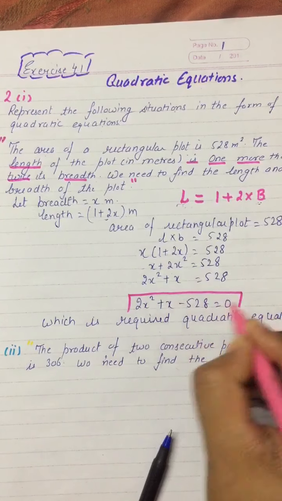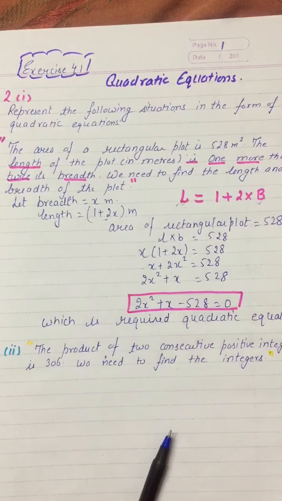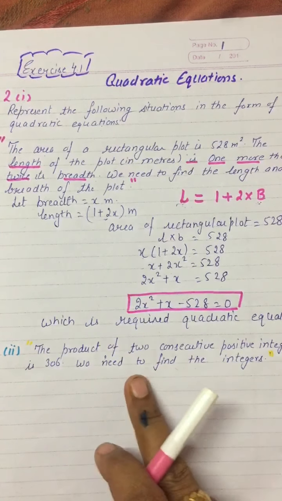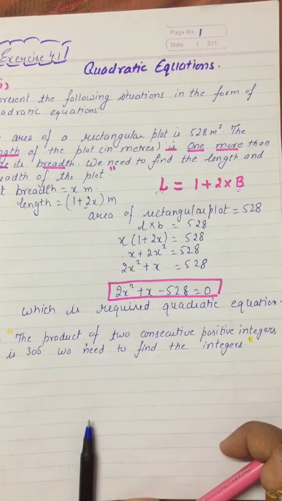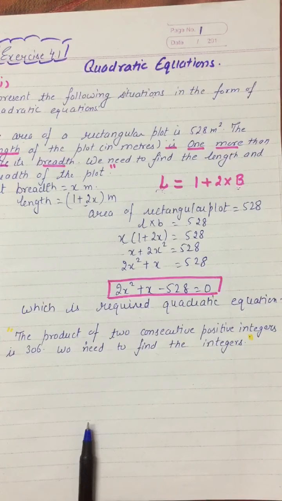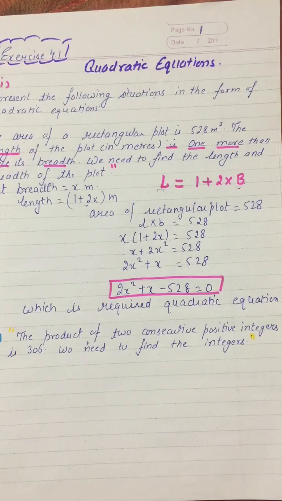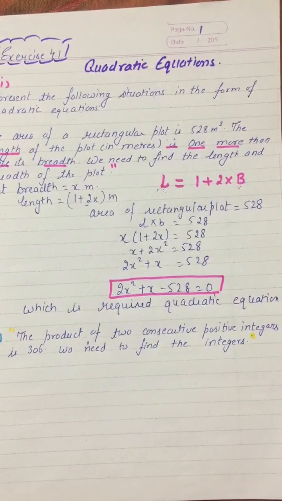Now come to the second part of question number 2, on page number 74 of your book. What is the question? The product of two consecutive positive integers is 306. We need to find the integers. So what is the meaning of consecutive positive integers? Consecutive positive integers means if one integer is 5, then the very next integer will be 6. Similarly, if we are taking 7, then the very next will be 8.